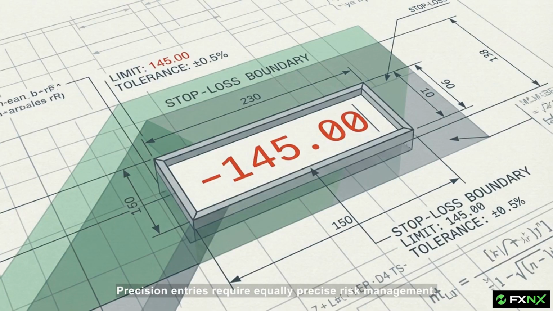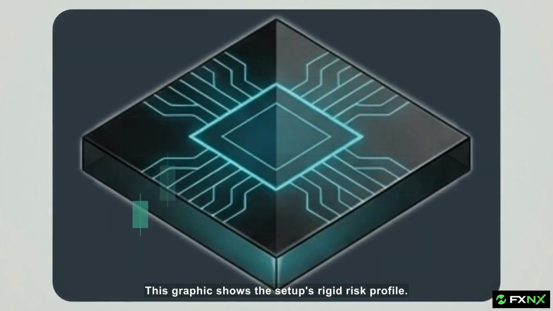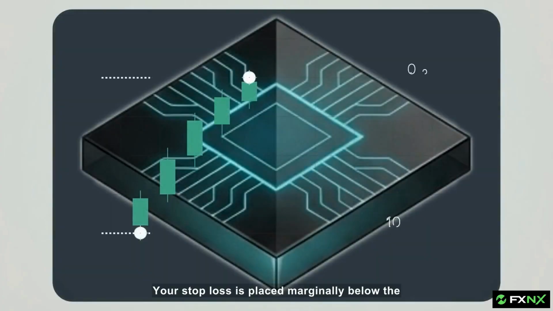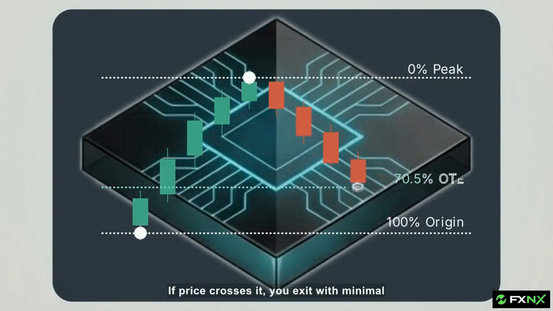Precision entries require equally precise risk management. The OTE framework naturally provides a mathematically sound, non-negotiable location for your stop loss. This graphic shows the setup's rigid risk profile. Your stop loss is placed marginally below the impulse leg's 100% origin. If price crosses it, you exit with minimal damage.